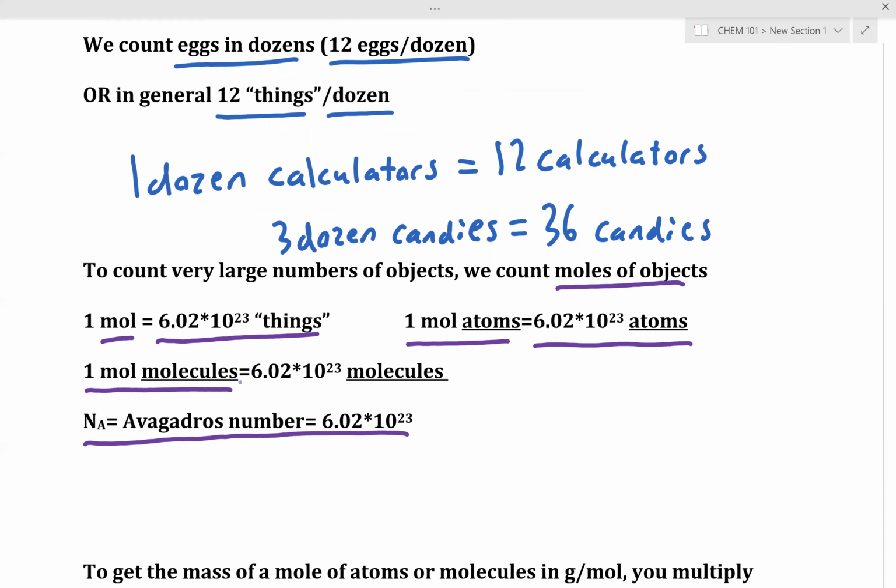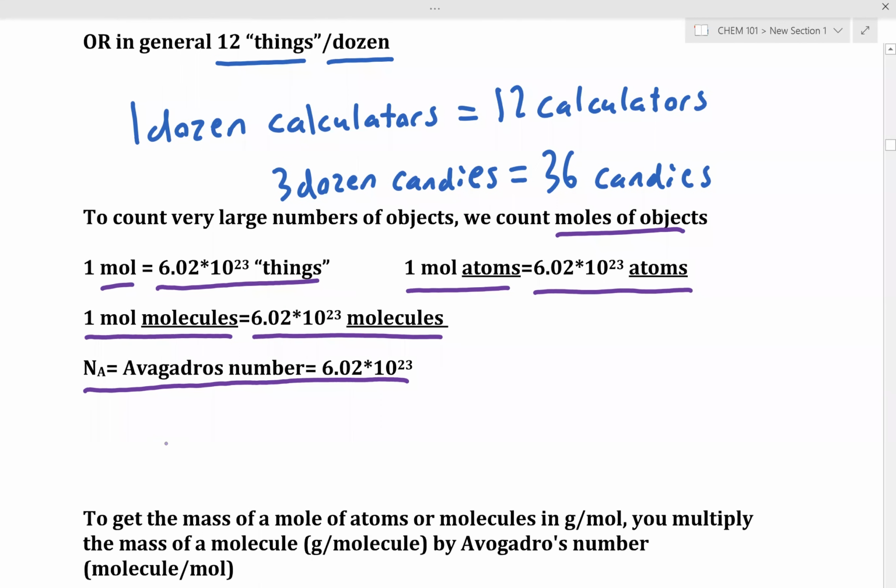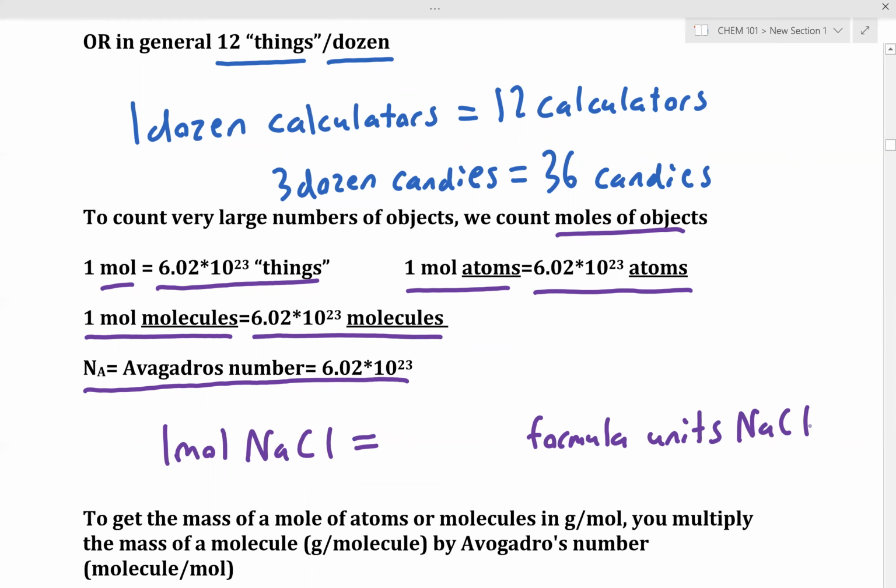Yep, Avogadro's number, 6.02 times 10 to the 23rd molecules. Just to make sure we're still on the same page, 1 mole of sodium chloride corresponds to how many formula units? Remember when we discussed formula units, what did I tell you to compare formula units to? So we're saying formula units. What's another way of talking about formula units?